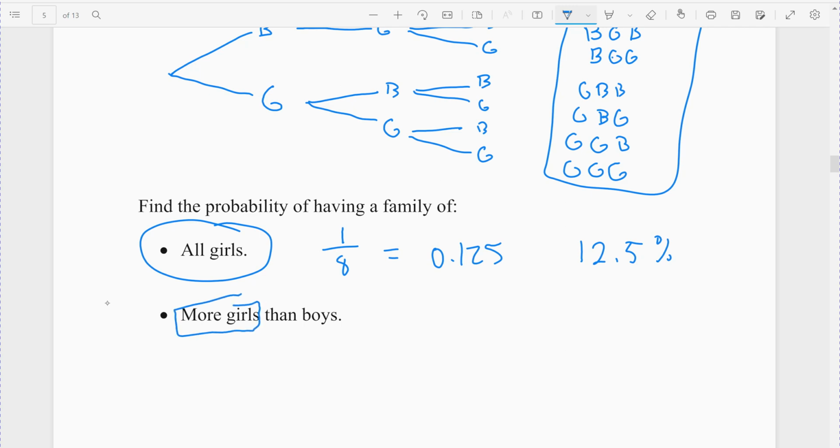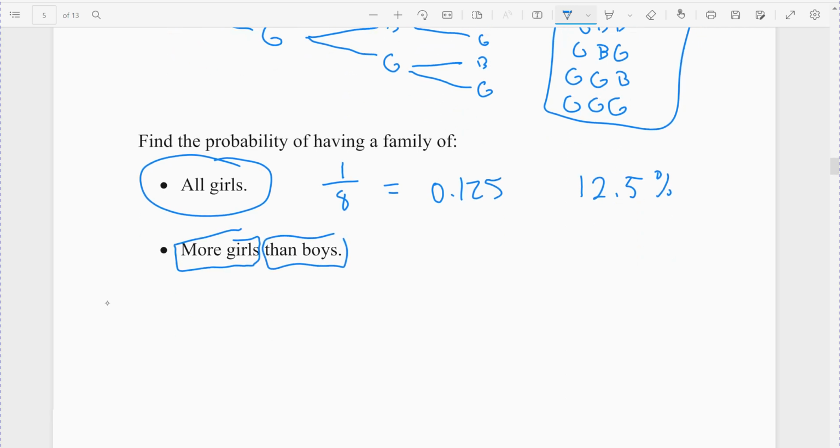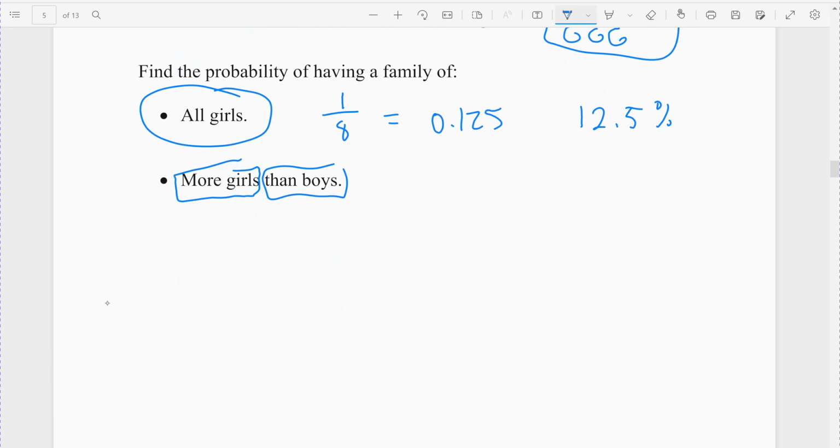More girls than boys. So this one you have to be a little careful of. You want more girls than boys. And so more girls would mean the outcomes where you get all girls, right? If you have all girls, you've got more girls than boys. Or 2 girls and 1 boy, right? And that's it, because if I go any further than that, I would get 1 girl and 2 boys, and then boys would have more. And so all of the outcomes where I have more girls than boys would be all the girls case, or 2 girls and 1 boy.